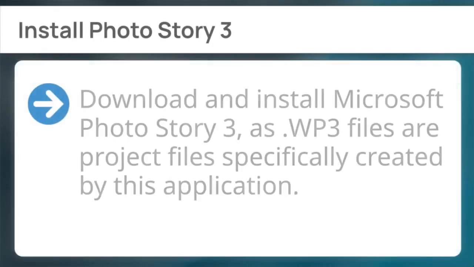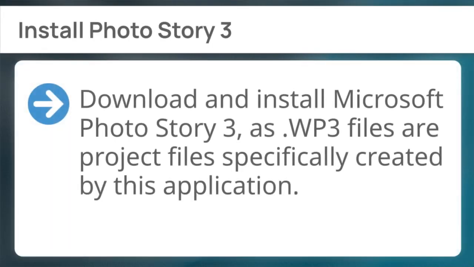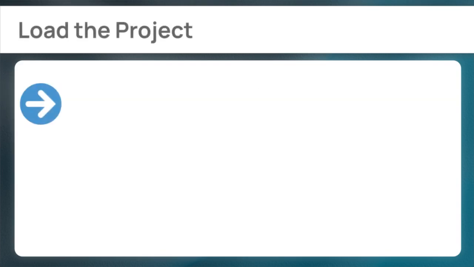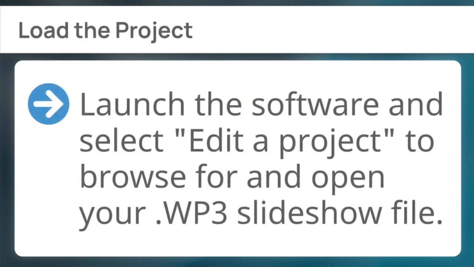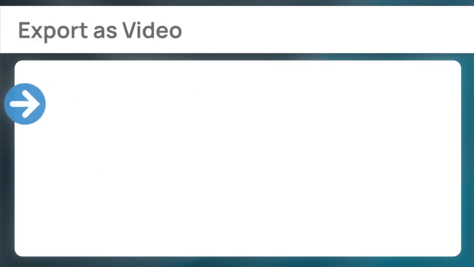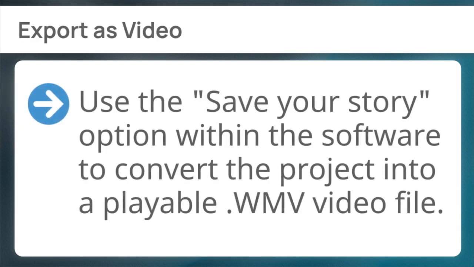First, install Photo Story 3. Download and install Microsoft Photo Story 3, as WP3 files are project files specifically created by this application. Next, load the project. Launch the software and select Edit a Project to browse for and open your WP3 slideshow file. Finally, export as video. Use the Save Your Story option within the software to convert the project into a playable WMV video file.